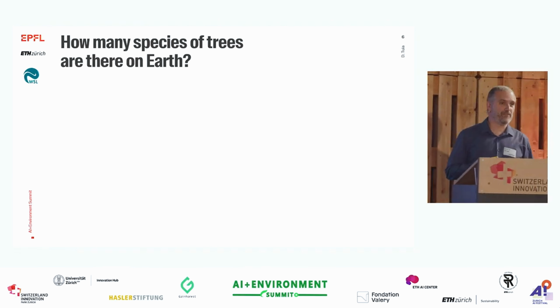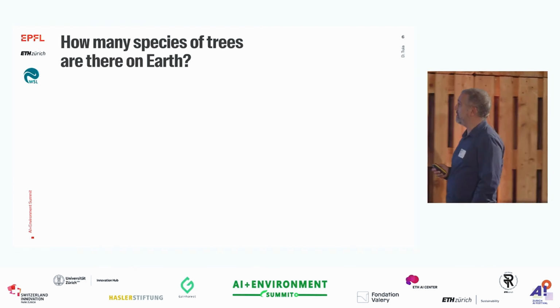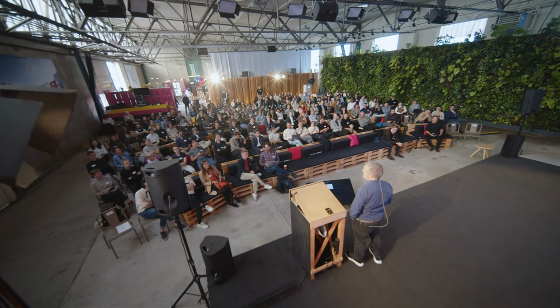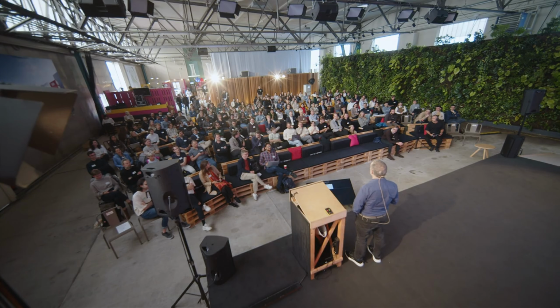Okay, so a question for you, because you look a little bit sleepy. How many species of trees are there on Earth? 20,000. Who says more? 100,000. Who says less? 10,000 is not between 20 and 100. Damn! Okay, 73,000, more or less. That's what Nina told me.